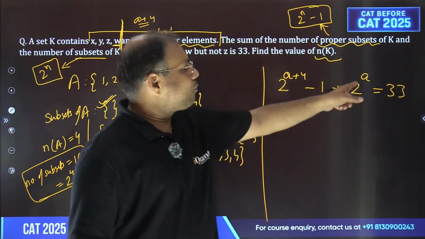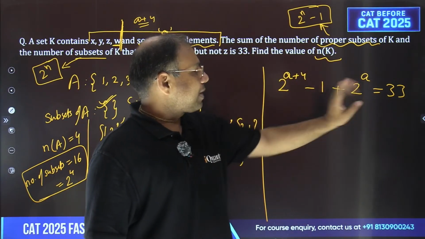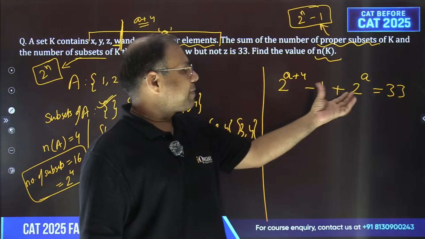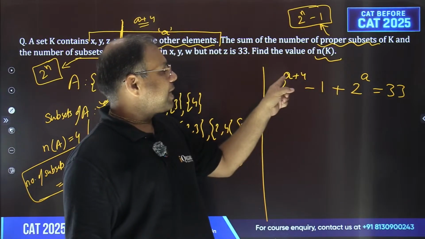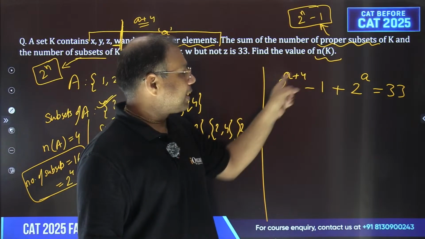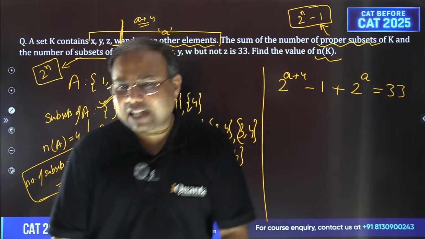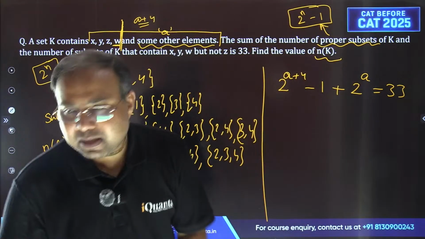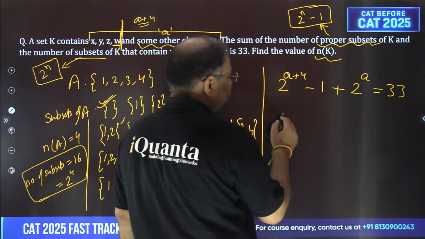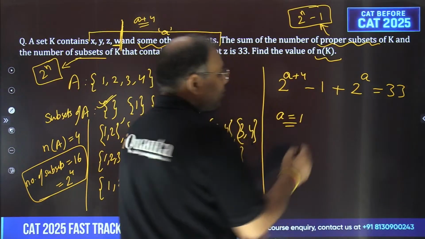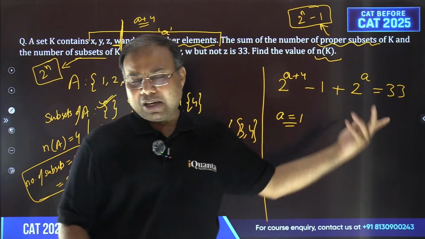If I put A equals 1, so 2 power 1 is 2, and this is minus 1, that makes it plus 1. And with A as 1, 1 plus 4 is 5, so 2 power 5 is 32, so 32 plus 1 is 33. A is coming out to be 1, not 2. Tejaswini, please recheck. So one way is I have just substituted the value and verified. That's fine.